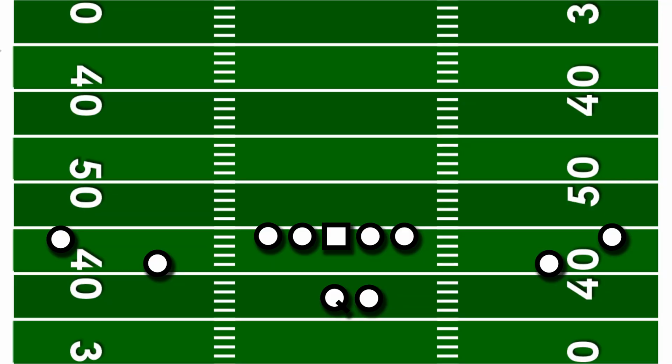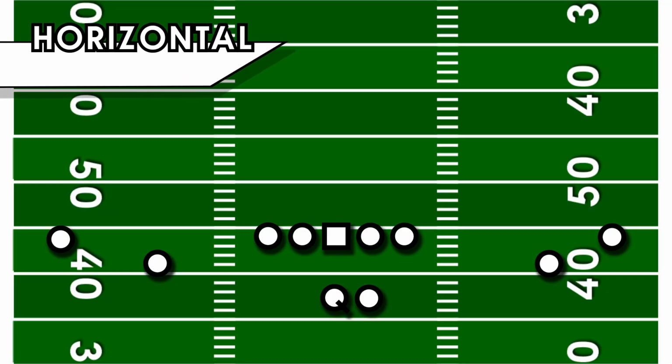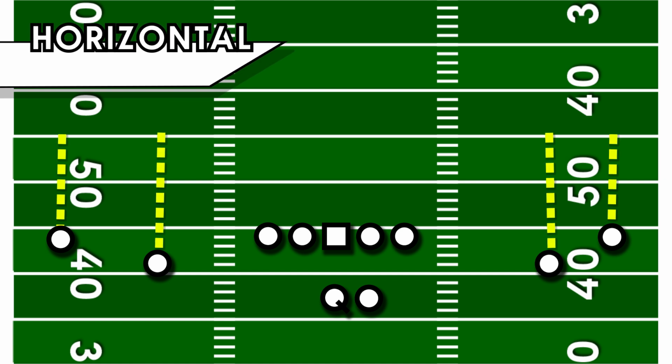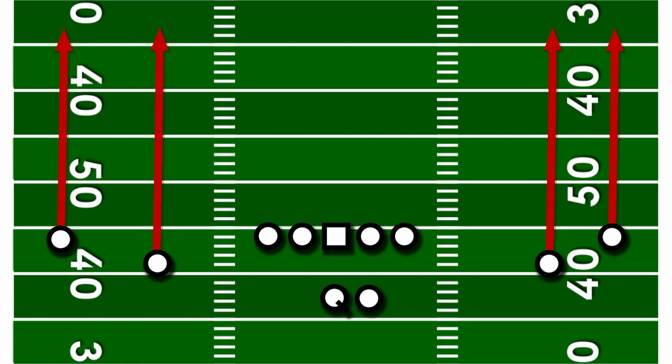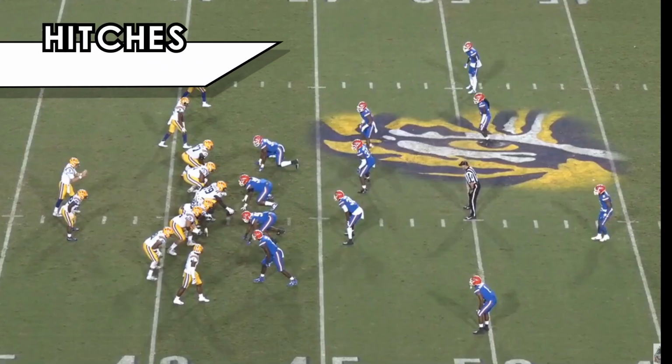Another category of passing concepts is the horizontal stretch, and it's exactly what it sounds like. The offense sends multiple players about the same distance down the field and spreads them out. This places stress on a defense that is now forced to cover the entire width of the field. A good example of this is the four verticals concept. With four guys downfield at the same time, the defense has to commit four deep defenders or someone will be open. Another example of this is the hitches concept.